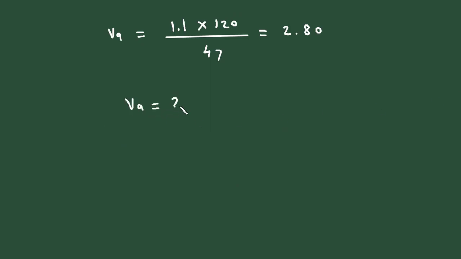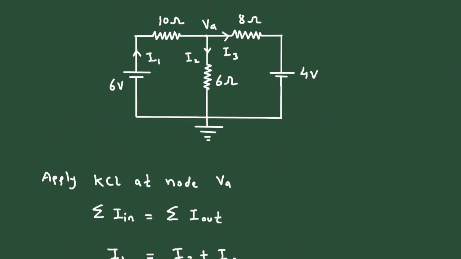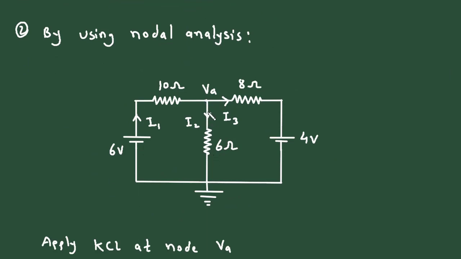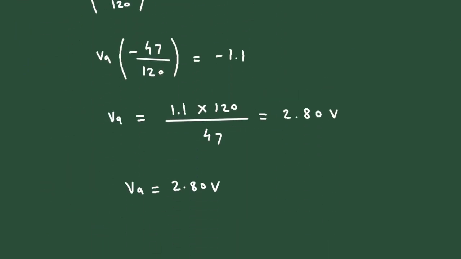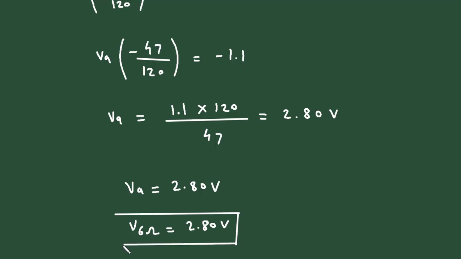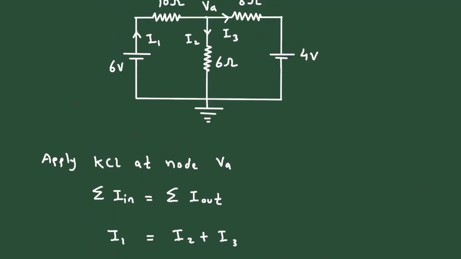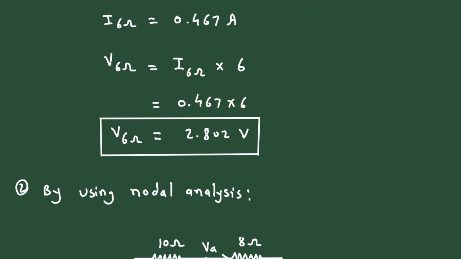So VA is equal to 2.80, and since it is a voltage, its unit will be volts. VA is nothing but the voltage across this 6 ohm. Therefore we can write V6 ohm is equal to 2.80 volt. So this is the answer. By using nodal analysis, we got the same answer as we got by using source transformation.